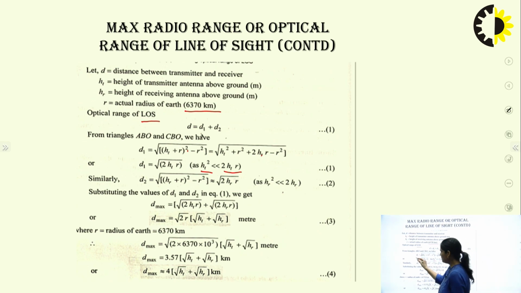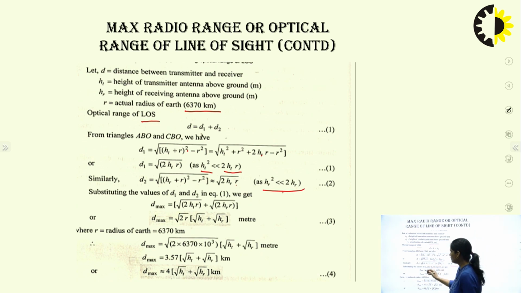Now similarly you can find D2. D2 is equal to the square root of (HR plus R) whole squared minus R squared. That is equal to the square root of 2 HR R. It means HR squared is much less than 2 HR R.